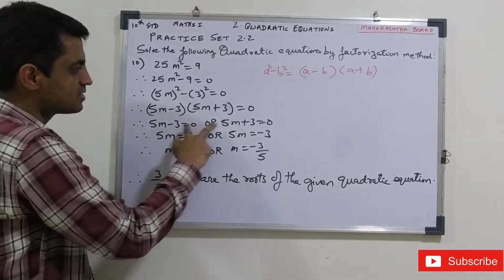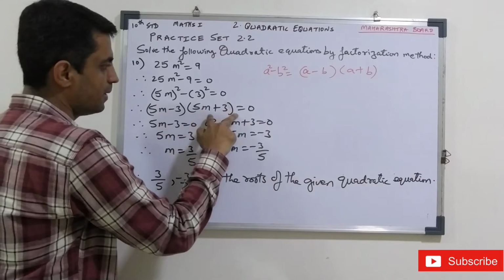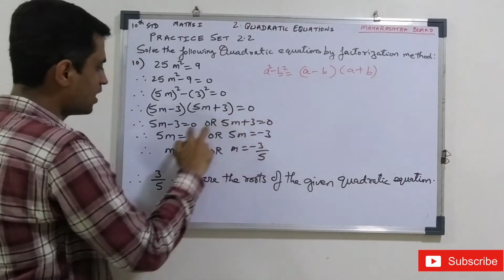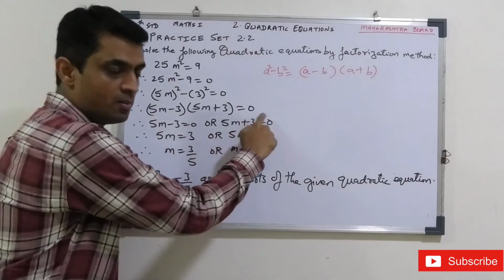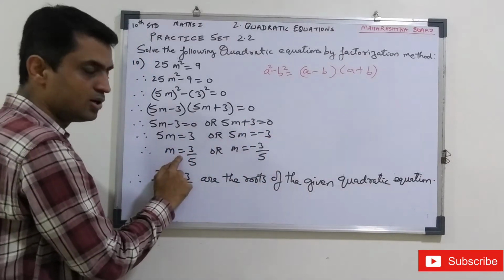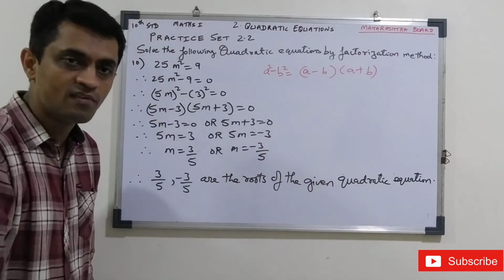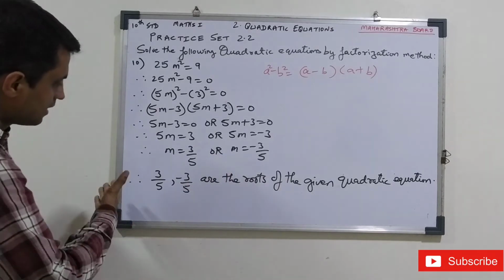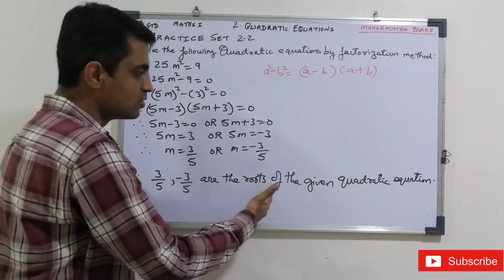Now compare with 0. So we are comparing this also with 0, we are comparing this also with 0. So what we will get? m is equal to 3 upon 5 or m is equal to minus 3 upon 5. Then final answer as usual, therefore 3 upon 5 and minus 3 upon 5 are the roots of the given quadratic equation.